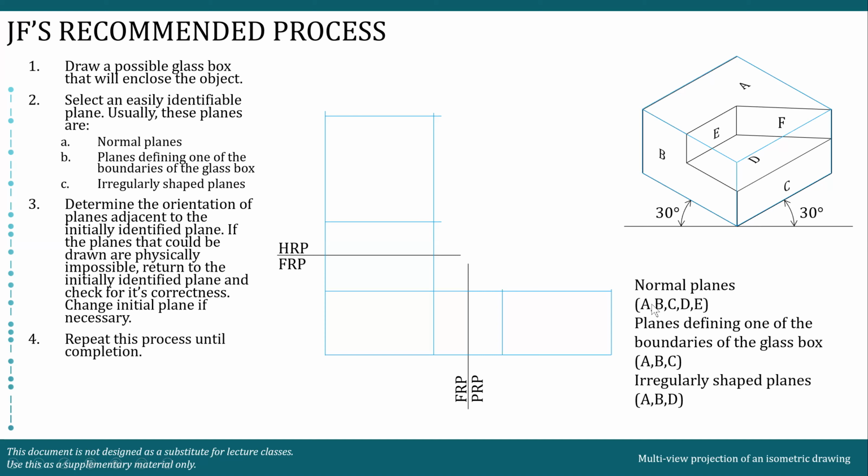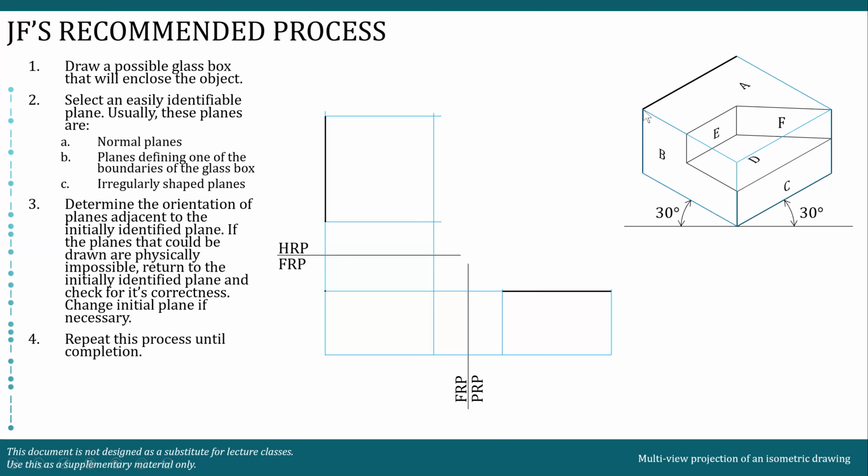Kasi after all, A is normal, A is part of the boundary, and it is irregularly shaped. So let me just start with A. How do I do it? First, I'll copy this length. You actually know this length, no? Kasi kapareho lang siya ng length nung dimension na to nung glass box. So kapag tinignan mo siya dito, drawing ko, gawin ko nung H pencil, right? Dahil ito, pag tinignan mo sa right side view, ito rin siya. Pero pag tinignan mo sa front view, point lang siya.